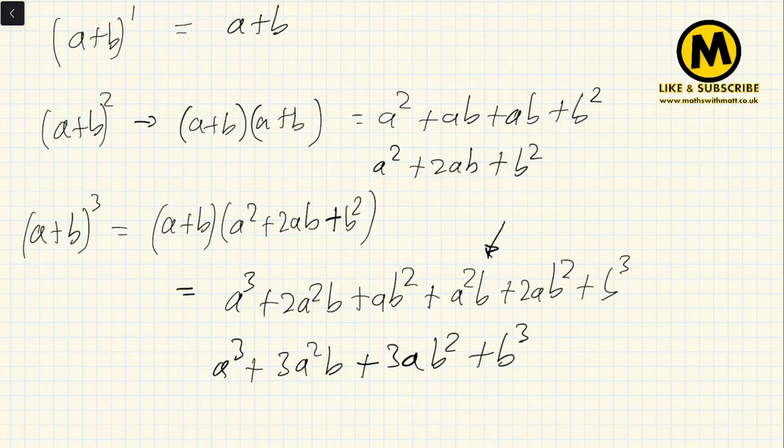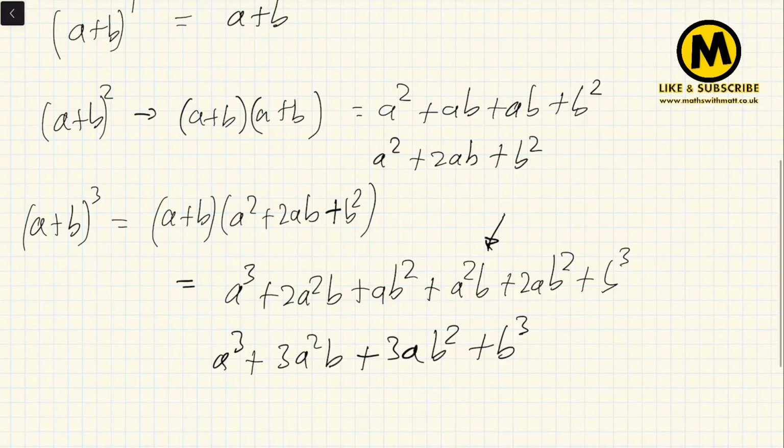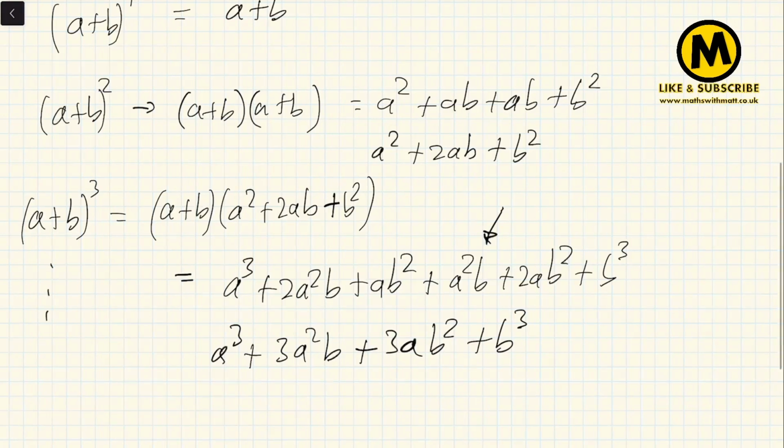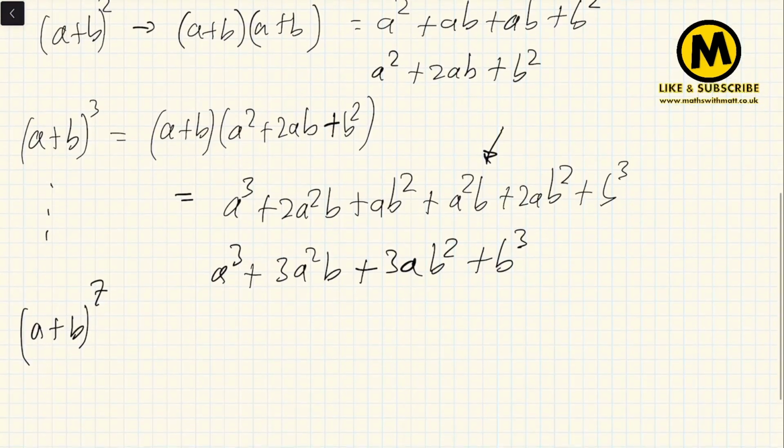And we can immediately see that a binomial raised to the power of 3 is becoming a little bit tricky to multiply out. So just imagine having to do something like a plus b to the 7, and you wouldn't want to multiply that out by hand. This is where the binomial expansion comes in.